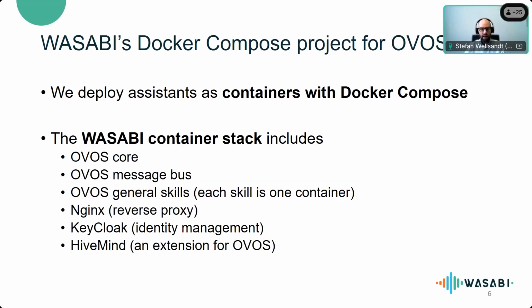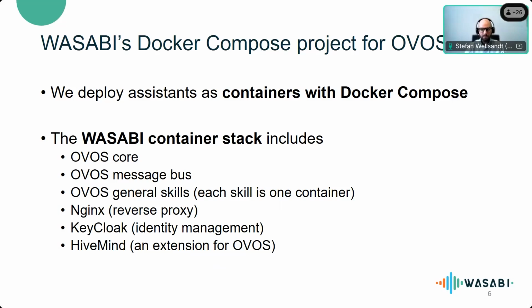Then we have the so-called Wasabi Docker Compose project for OVOS, and this is necessary because the assistants in Wasabi that we deploy are containerized. So everything runs as a stack, an assembly of Docker containers, and with Docker Compose we arrange these containers and maintain them. The minimalistic stack that we have contains only very few components. One is the OVOS core component that builds the essential part of the OVOS assistant.